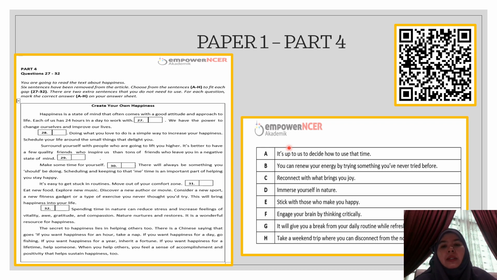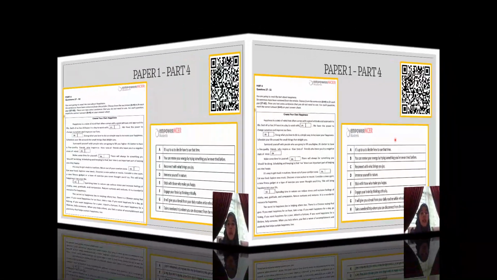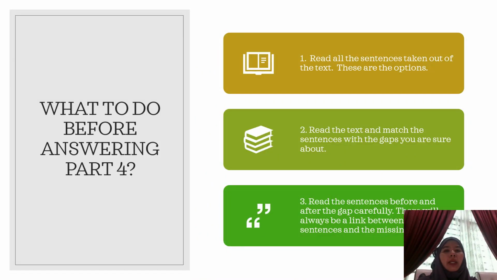Alright, I hope you have scanned the QR code here, and I hope you have gotten the Paper 1 Part 4 question. Alright, and we are going to discuss this in the next slide. Okay, in this slide, I'm going to share with you 3 tips before you start answering this part of the paper. Number 1, read all the sentences that have been taken out of the text. Okay, these are your options.